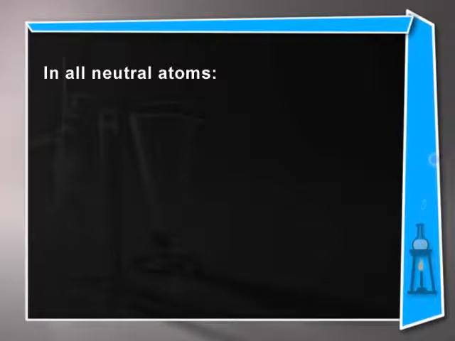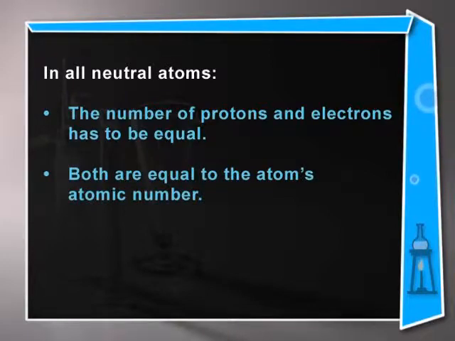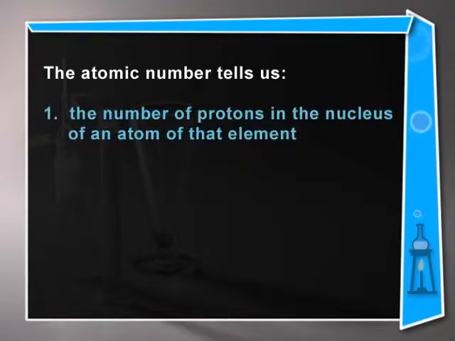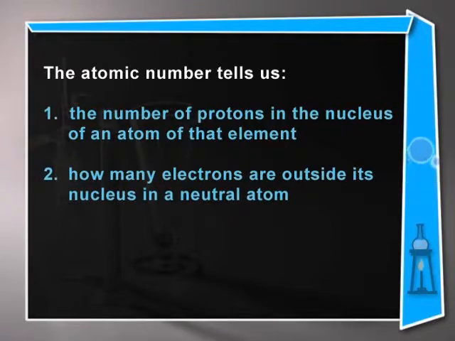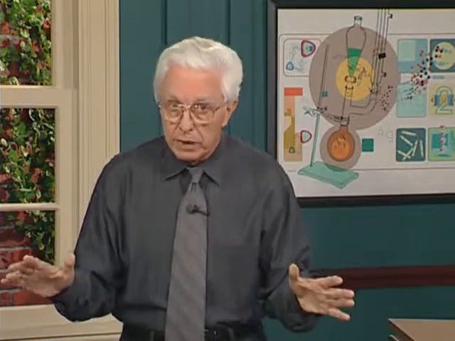So in all neutral atoms, which by the way is redundant, since atoms by definition have to be electrically neutral, the number of protons and electrons has to be equal, and both are equal to the atom's atomic number. So the atomic number of an atom tells us how many protons are inside its nucleus and how many electrons are outside its nucleus in a neutral atom. And notice that I said neutral atom, because it is possible to add or remove electrons from an atom, or a group of atoms, to form charged particles called ions. And that's what we'll talk about at the beginning of the next lecture.